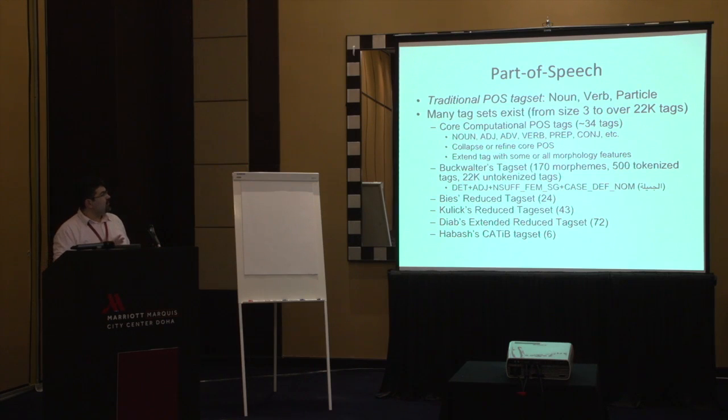And so in the work that I do, we talk about a core computational part-of-speech tag set that's about 34 tags, and we compare it to, let's say, the Buckwalter tag set, which is really made up of about 170 morphemes, about 500 or so in the treebanks that are tokenized, but if they are untokenized, they can go up to 22,000 forms, right? And that's just a very large number of forms.